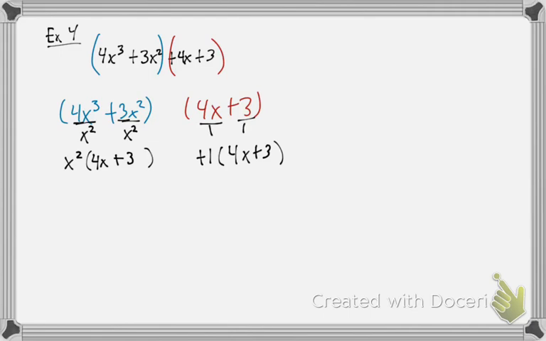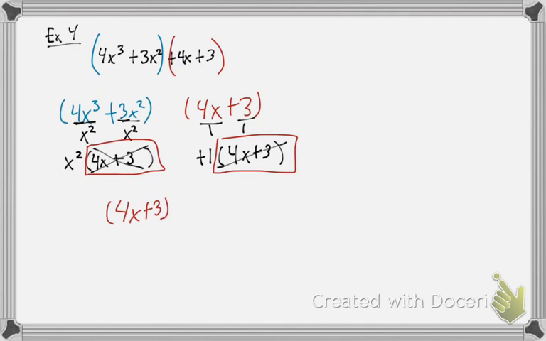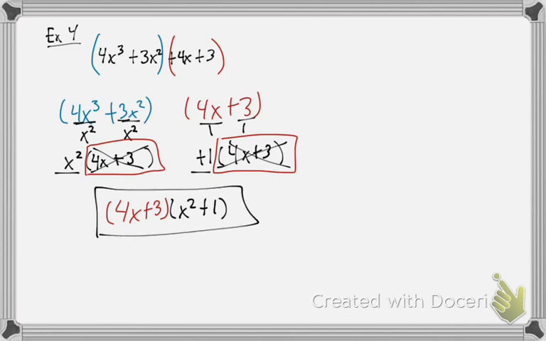So when I go to write my answer, I've got my common binomial of 4x plus 3 on each one. And then I have what's left, which would be x squared plus 1. Giving me a final answer of 4x plus 3 multiplied by x squared plus 1.